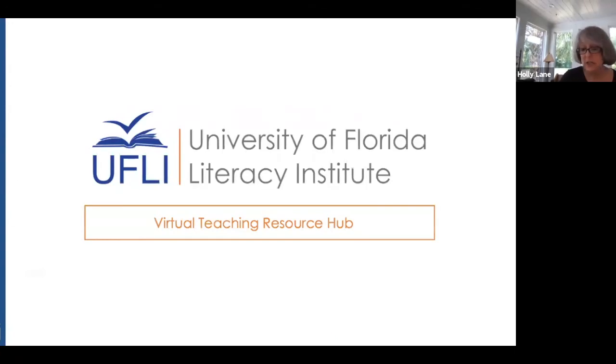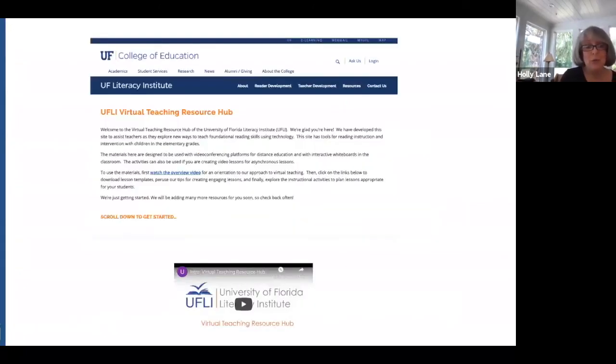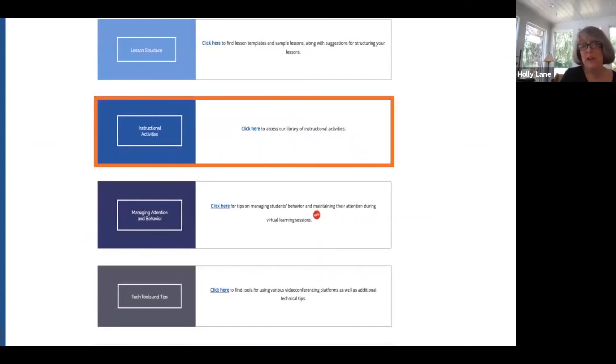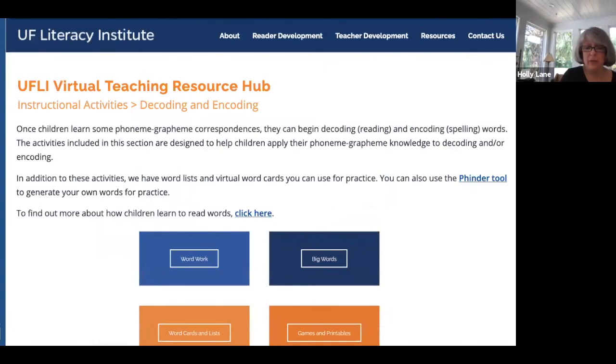On the Virtual Teaching Hub, we have some tools that can be used for this. These are the power tools that we were talking about. If you go to the Virtual Teaching Resource Hub and you scroll down, you'll see these four tabs, and you want to click on the Instructional Activities tab. In that tab, you'll see a decoding and encoding choice. You would click on that and you'll see all of these choices: word work, big words, word cards and lists, and games and printables, lots of things there that can be useful.